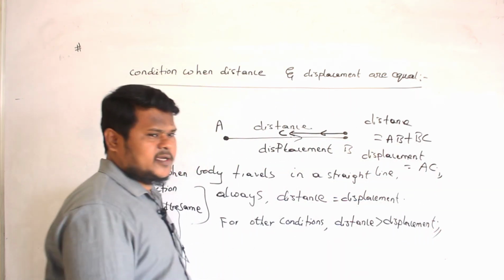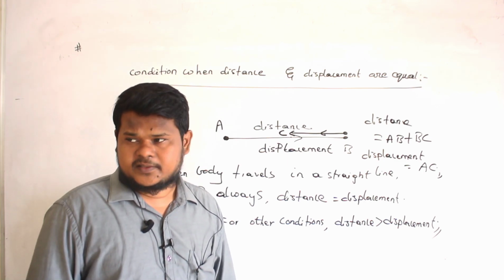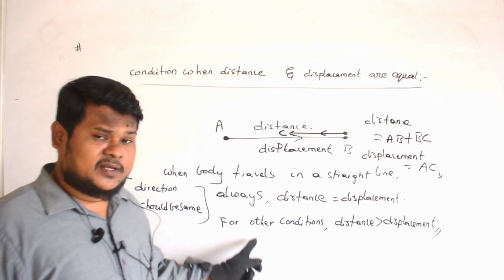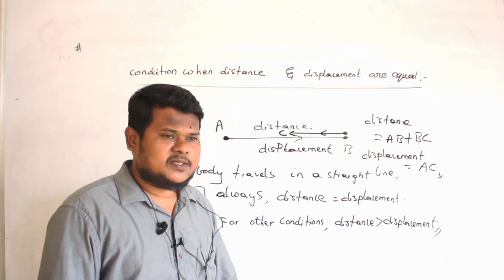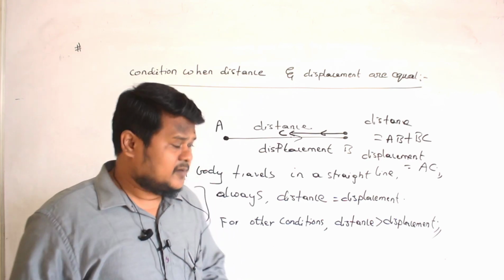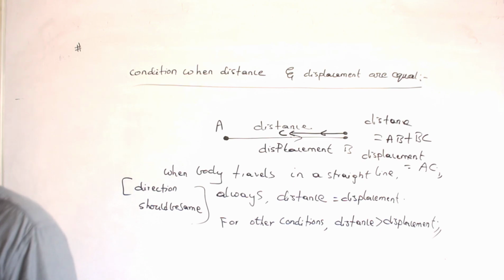So which one is greater? AB plus BC is greater or AC is greater? AB plus BC is greater. So only when the body is moving in a straight line and direction is also the same, distance and displacement will be equal. Otherwise distance will always be greater than displacement. Clear? That's it.